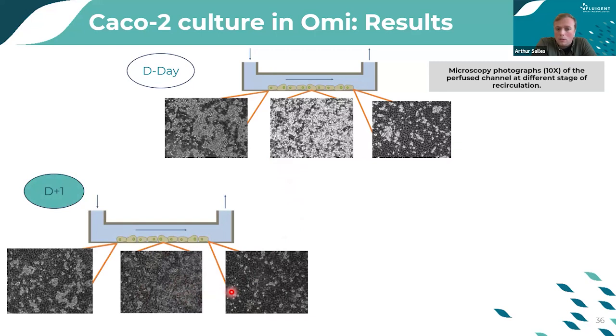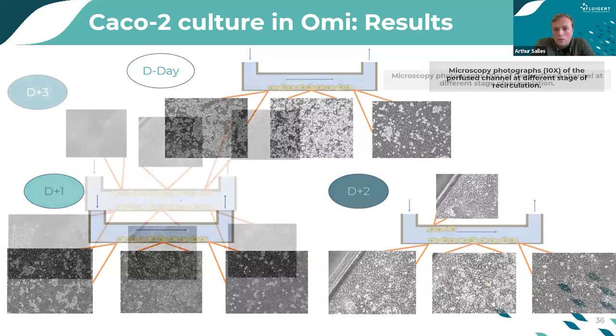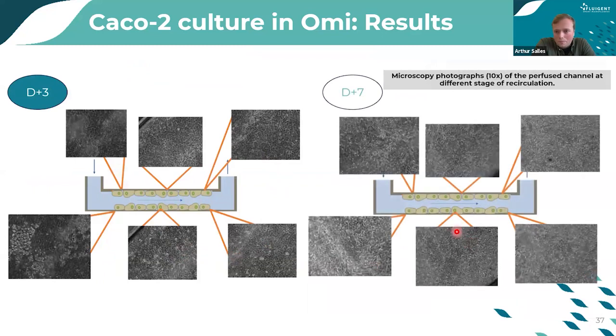And even at 2 days, we can see that the proliferation of the cells has started because, as you can see here, the cells started to colonize the ceiling of the chip after 2 days of recirculation. And after 3 days of recirculation, the whole ceiling is covered by cells here. And we can see that we have 2 different monolayers of cells inside our Beyond chip. After 7 days, the cells are still alive and in correct shape.